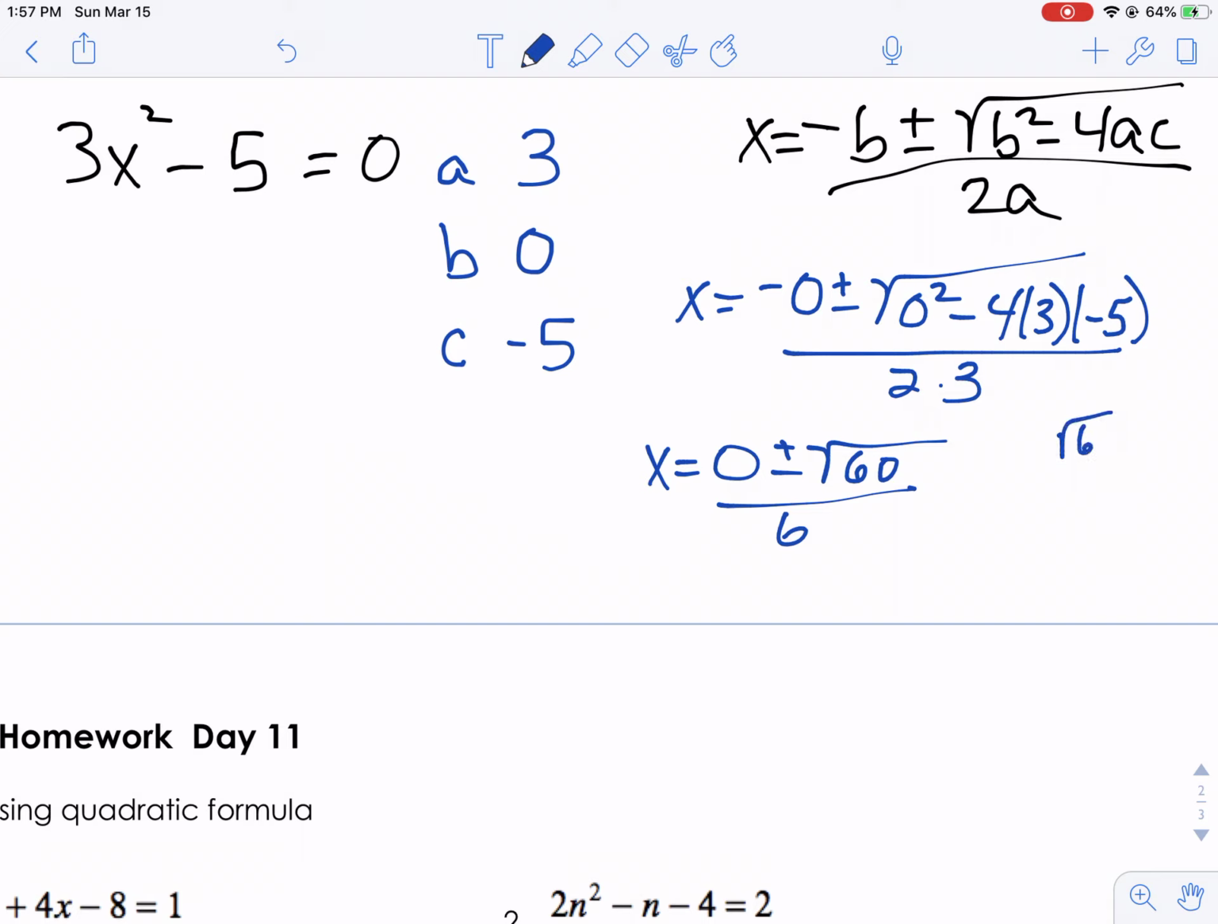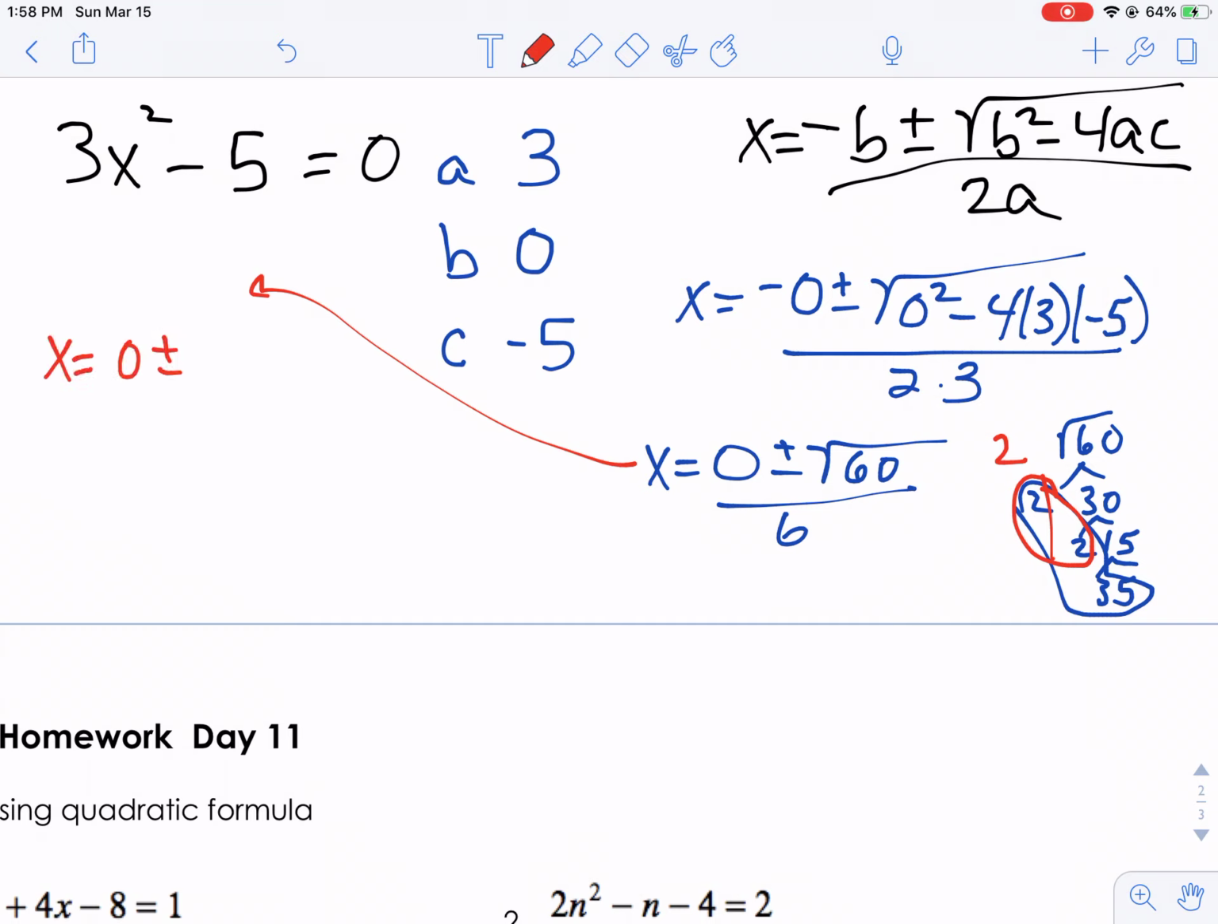I'm going to do that over here. Hockey stick, 2 and 30, 2 and 15, 3 and 5. Hockey stick, groups of 2. I only get one group, so I get a 2 that comes out. So ultimately I get, sorry, I'm going to have to move over here now, x equals 0 plus or minus, so here's my 2, and then 3 and 5 go back together to make 15, all over 6.